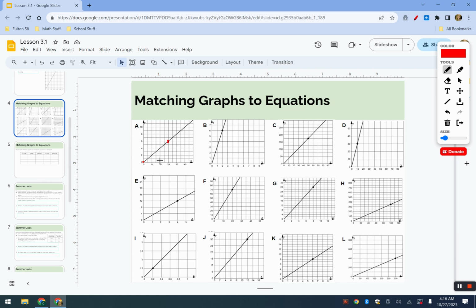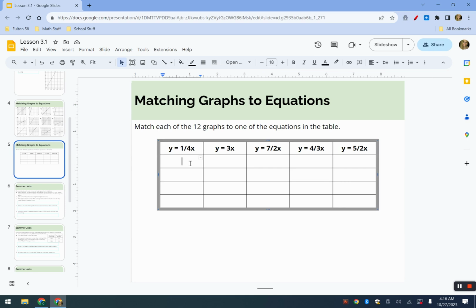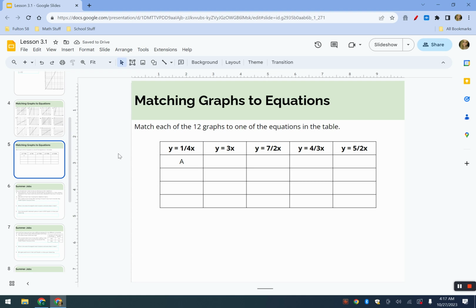We'll go ahead and do A together. So for this first graph, we go up 6 and over 24. So 6 over 24, both 6 and 24 can be divided by 6. 6 divided by 6 is 1. 24 divided by 6 is 4. So the slope of this line is 1/4. So we're going to now go back to our next slide, and y equals 1/4 x is going to match graph A.